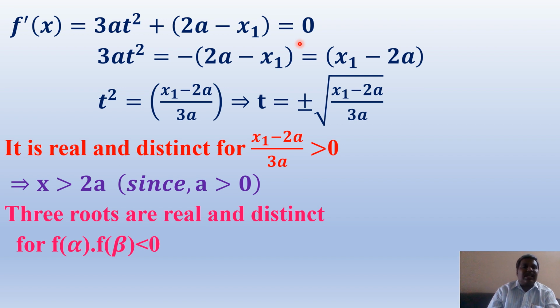What are alpha and beta here? These are f of alpha and f of beta, plus for alpha, minus for beta, say. What is the value of t here? Plus or minus root of x1 minus 2a by 3a. These are the roots. After getting the values of t, one is say alpha and the other is say beta. Now substitute the values of alpha and beta in the above function. If f of alpha into f of beta is less than 0, we say that the 3 roots are real and distinct.